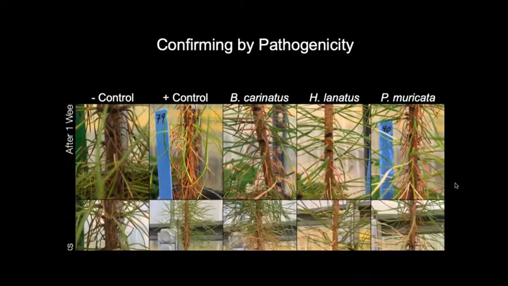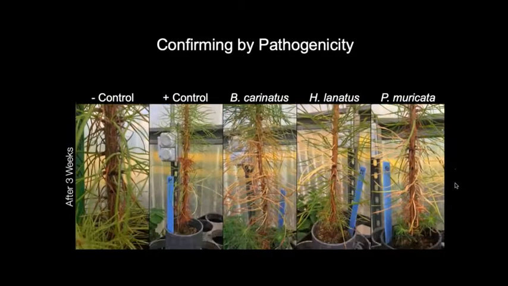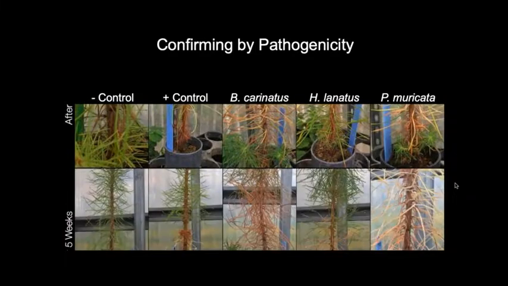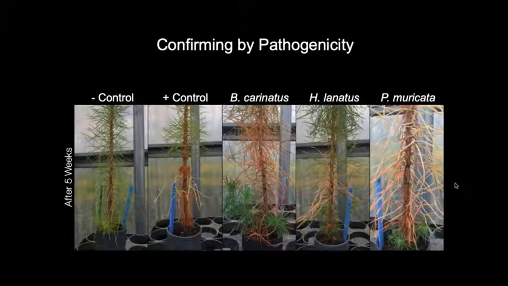But after 3 weeks, we started seeing yellowing of needles and browning of needles around the point of inoculation. So we saw that in our field isolates as well as the positive control. And by 5 weeks, we found that our trees were looking pretty bad. It seemed that the positive control and all the field isolates that we'd recovered were capable of causing disease, while the negative control was fine. It had no yellowing of the needles.